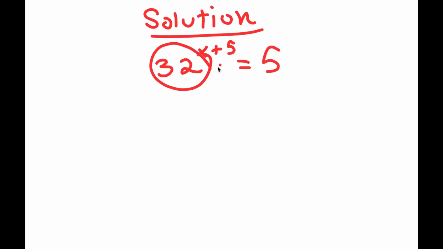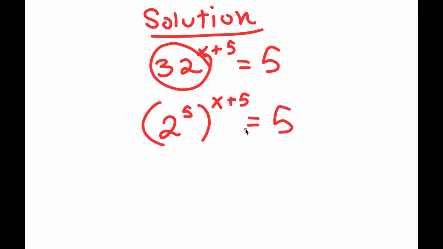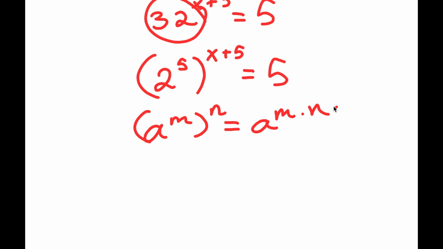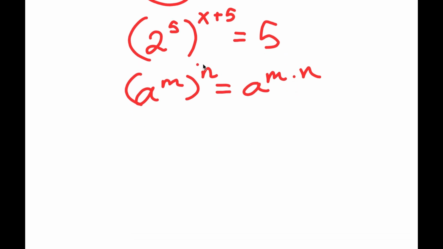Now 32, I'm going to rewrite as 2 to the power of 5. So now I have 2 to the power of 5 to the power of x plus 5 is equal to 5. And if I have something in the form a to the power of m to the power of n, this is going to equal a to the power of m times n. So 2 to the power of 5 to the power of x plus 5, that's going to equal 2 to the power of 5 times x plus 5. And this is equal to 5.